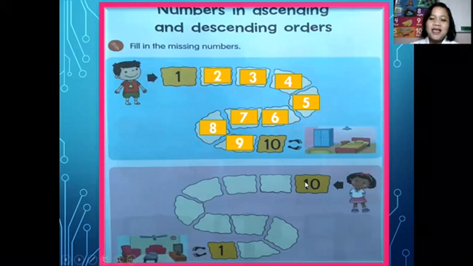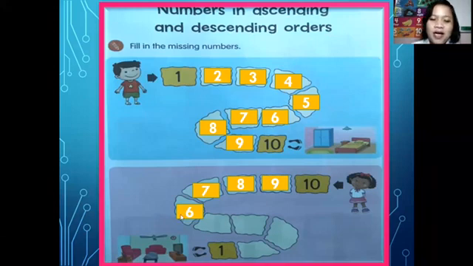10. All right, goes down. 9. And it goes down. 8. Then it goes down to number 7. And it goes down to number 6. And it goes down to number, what number? Number 5. Good job.